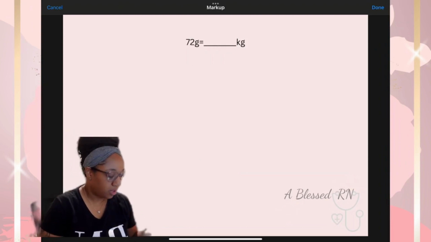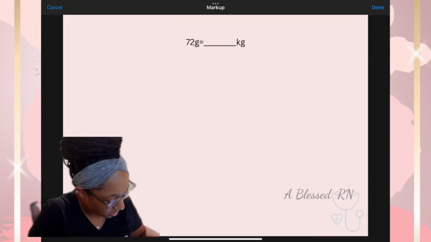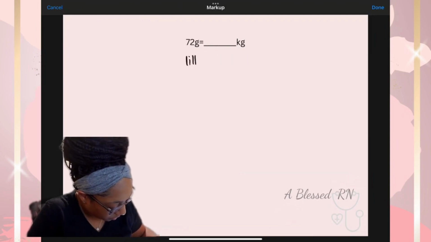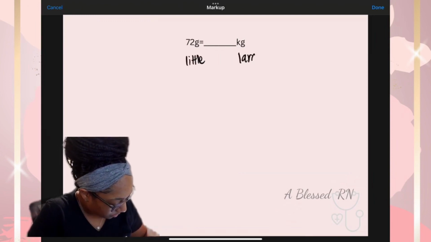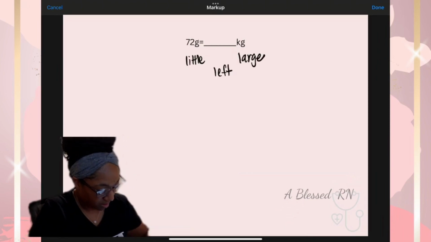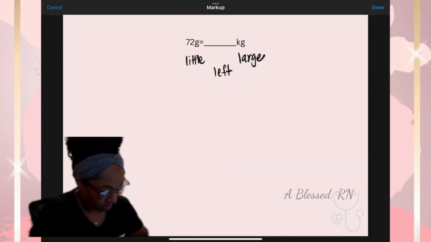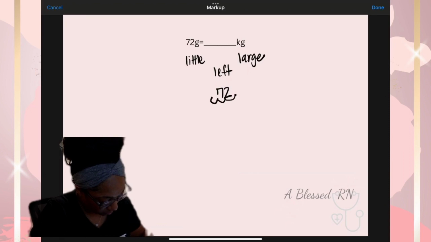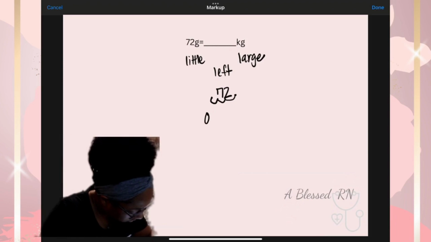I may have went the wrong way. Okay, well, let's look and see. So we've got little and large, left, right? Because a gram is smaller than a kilogram, and we're going from a smaller unit to a larger unit. So we're going this way. 1, 2, 3. 1, 2, 3.